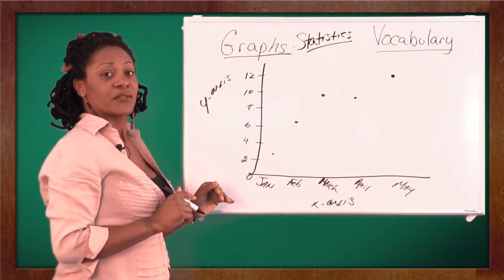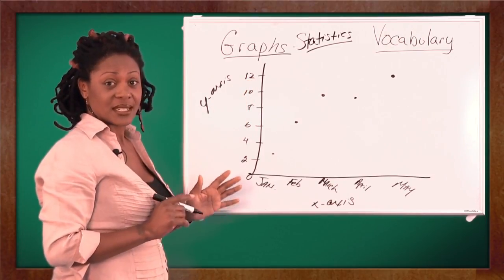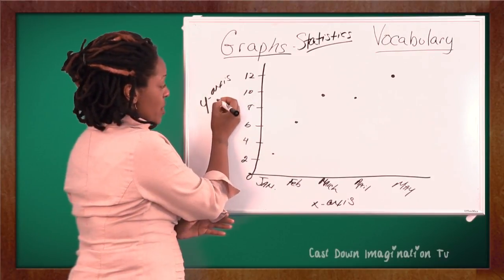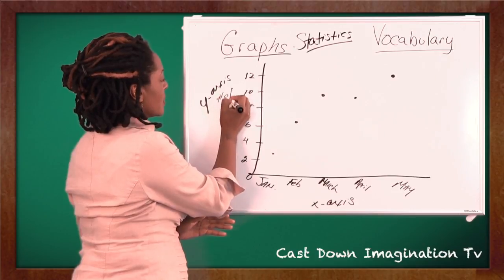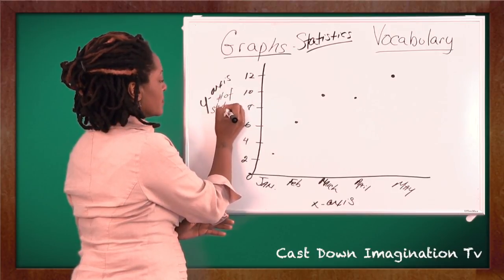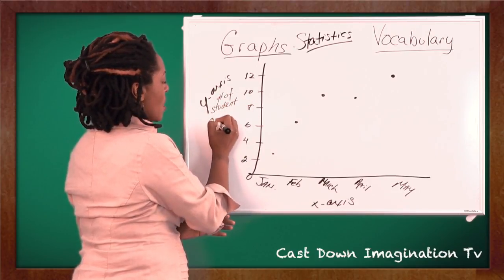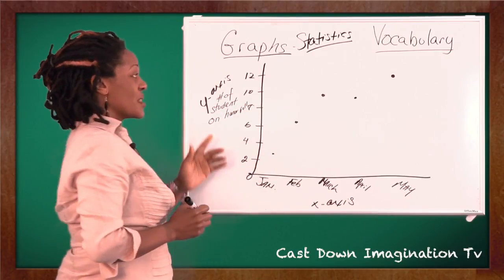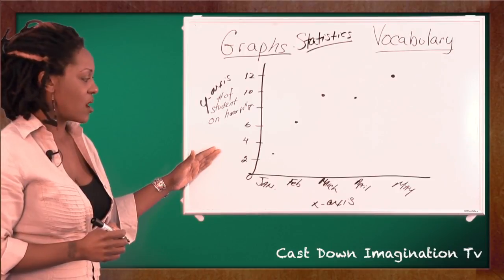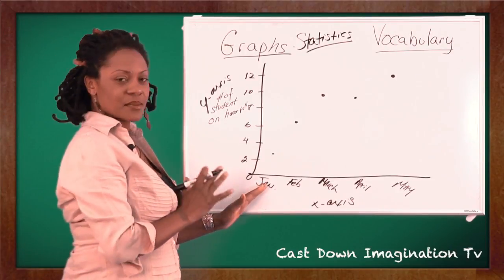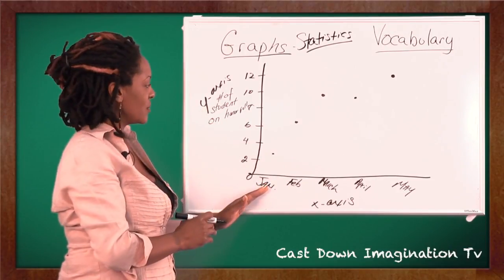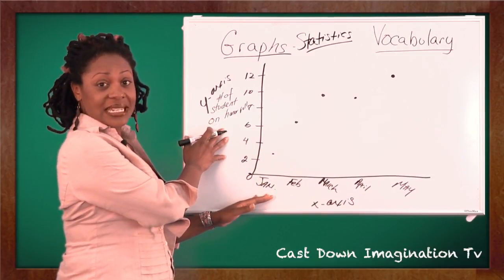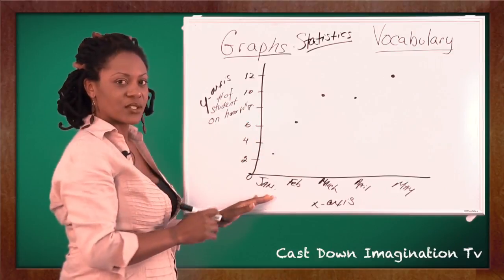So I'm going to give you some information which will probably be given in a textbook or in a math problem. So here, these numbers represent the number of students on honor roll. So the number of students on honor roll. And here now we have something to compare the two axes to. In January, how many students were on honor roll? So that's what our graph is showing.